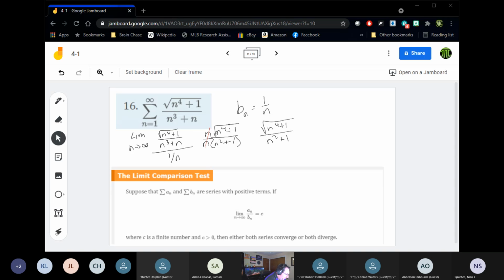Because now if I divide everything by n squared, I get 1 plus 1 over n to the 4th over 1 plus 1 over n squared. And that limit goes to 1. Now the rule for this one says, as long as the limit is a finite number greater than 0, which this is, both series converge or both diverge. I know this one diverges because that's a harmonic series. So my original function has to diverge.